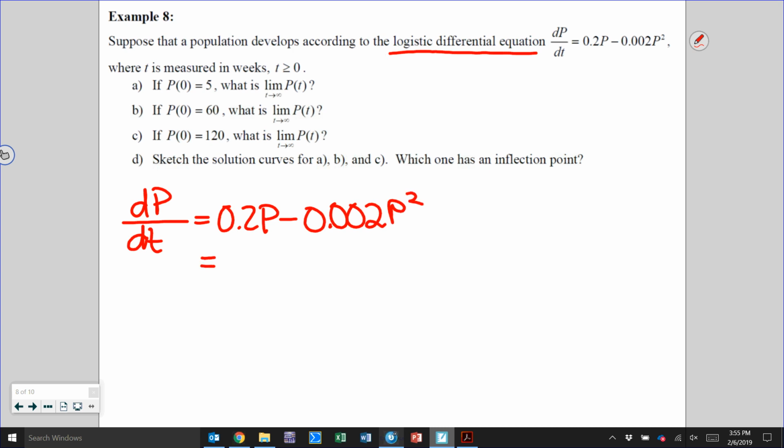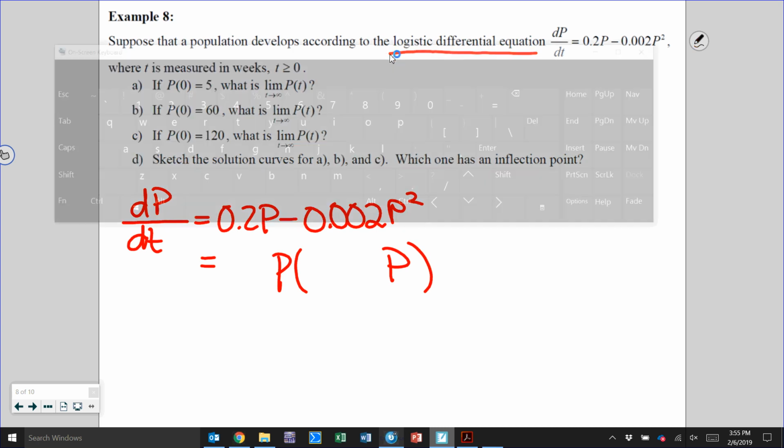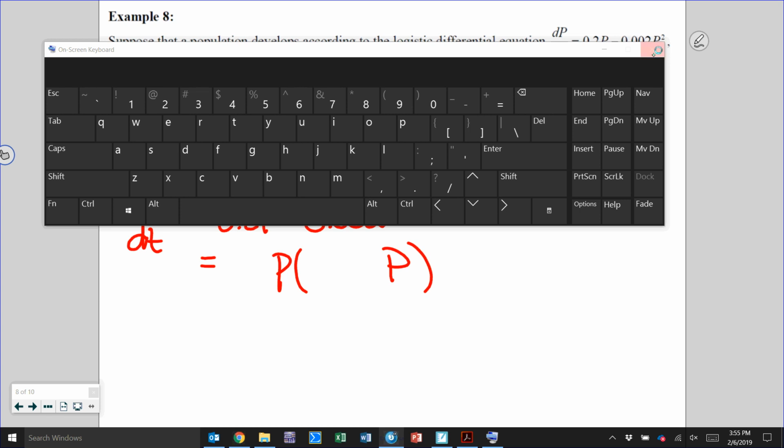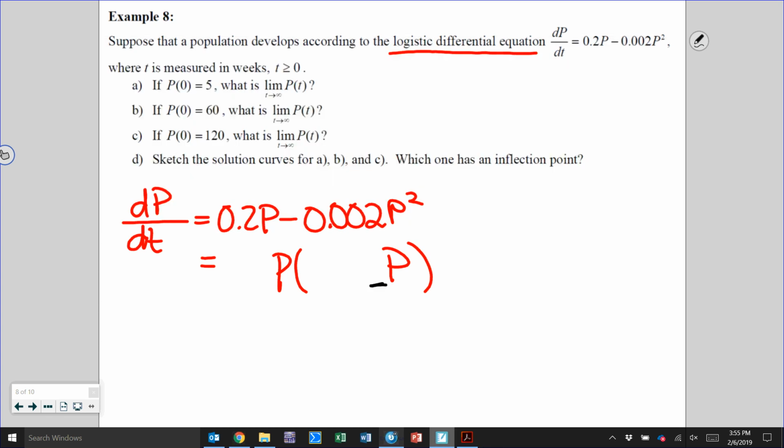Okay, so we know that inside the parentheses, we need this to be 1 minus P over something. So we're going to factor out a P, that's fine. We can see that we need to do that, but we need this coefficient in front here. Sorry, we need this coefficient to be a 1. Okay, right now it's 0.002. So that means I have to factor out 0.002. Okay, because then when I multiply this times that, I'm going to get 0.002P squared. Okay, so that's what I'm going to factor out.